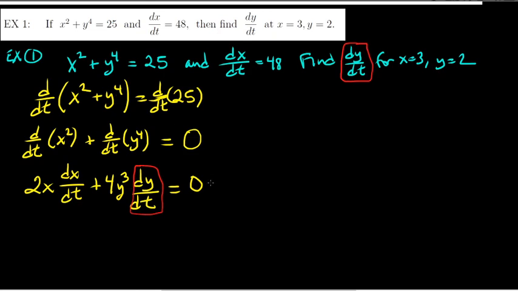And that's just algebra. So we can subtract the 2x dx over dt from both sides. We get 4y cubed times the derivative of y, and that has to equal negative 2x times the derivative of x. And then just divide both sides by 4y cubed.